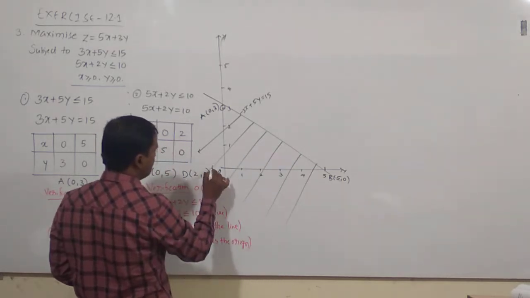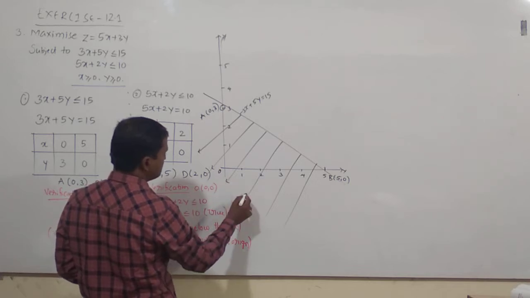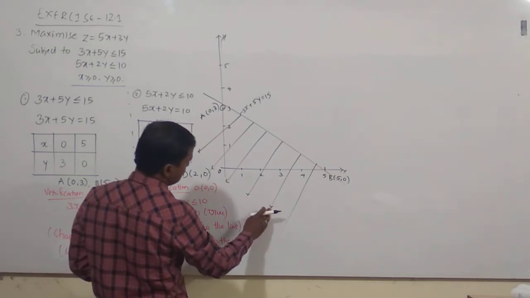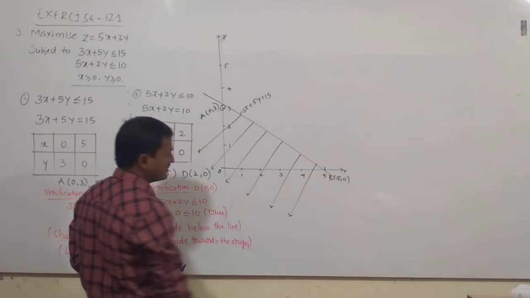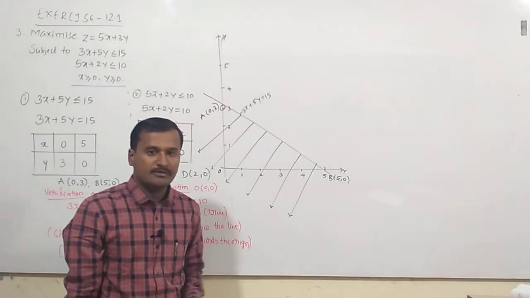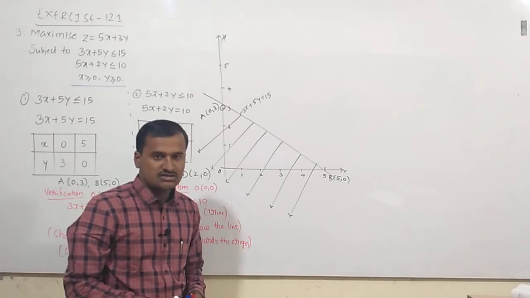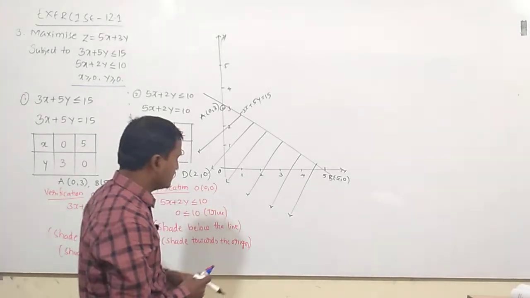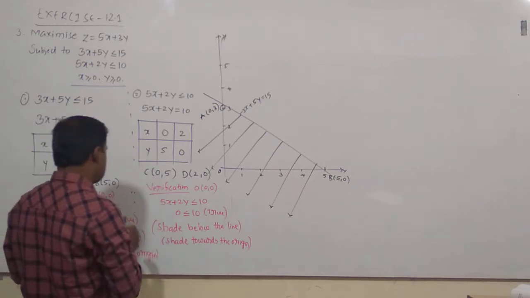After that we have to find the feasible region. To find the feasible region we have to shade the common region, right? Feasible region is nothing but what? It is a common region determined by all the constraints including the non-negative constraint. Okay, right. Now we will go to the second one.